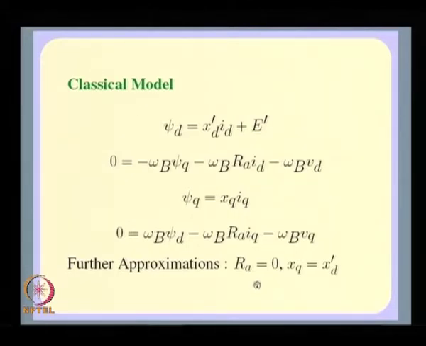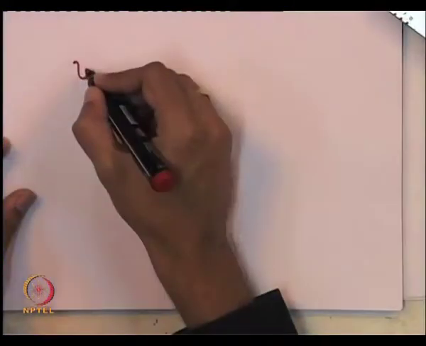And a further simplification which you can make is R A is equal to 0 and x q is equal to x d dash. Now, this is absolutely an ad hoc assumption. There is no kind of justification which I can give you. So, the classical model is obtained by a large number of approximations. If you want to get from the 2.2 model to the classical model, you have really made a large number of approximations.